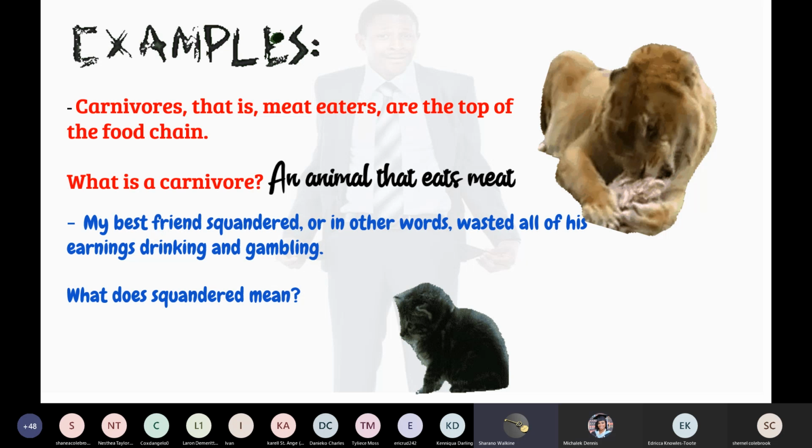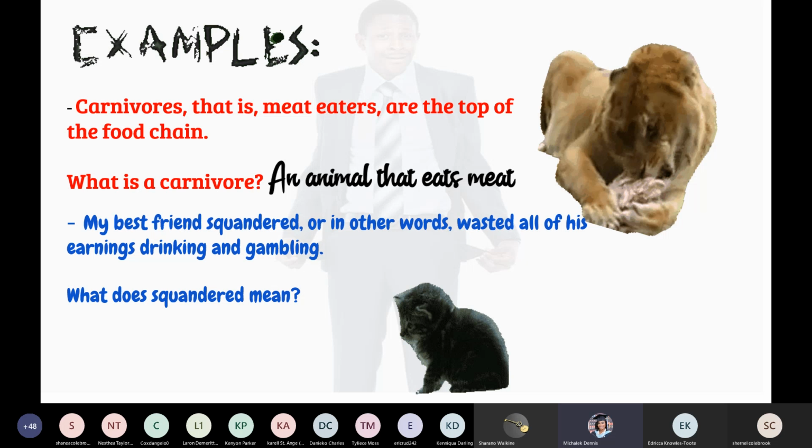Which slide is this? Wasteful, this is slide 16. Wasteful, wasted his money foolishly. Okay, let's see if you guys are correct. I don't think the answer showed up, but you guys are correct. Yes. Wasted. Reckless. So yes, wasted is a word that has the exact same meaning as squandered.